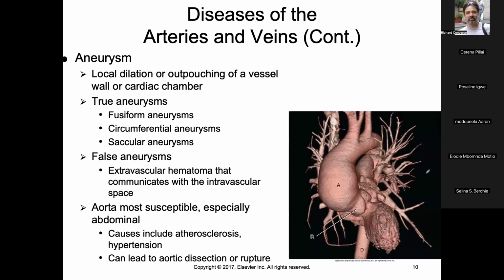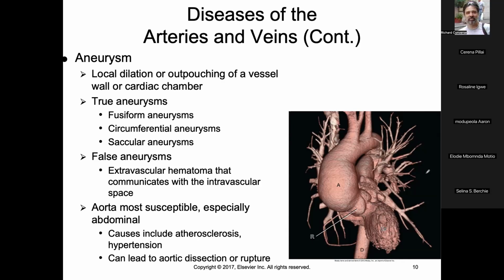An aneurysm is a local dilation or outpouching of the vessel wall or cardiac chamber. True aneurysms include fusiform, circumferential, and saccular. False include extravascular hematomas that communicate with the intravascular space. The aorta is often susceptible, especially the abdominal aorta. Causes include atherosclerosis and hypertension and can lead to aortic dissection or rupture.